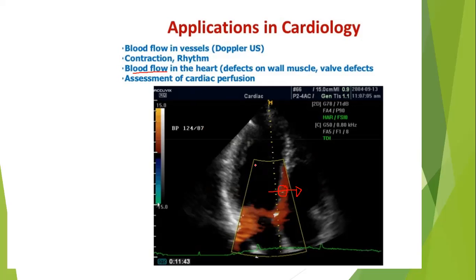So as you can see, we can see structural imaging according to the walls of the heart, right? And we also can see functional imaging. Functional, we are talking about the blood flow. Okay, so the blood flow in the heart, as I was telling you, we can assess defects of wall muscle or valve defects, and also the assessment of cardiac perfusion.